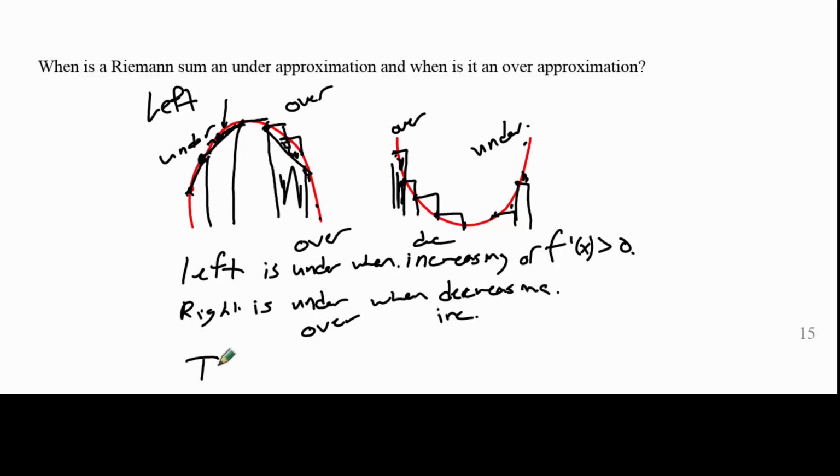So the trapezoid is an under-approximation when we're concave down, and it's over when concave up.